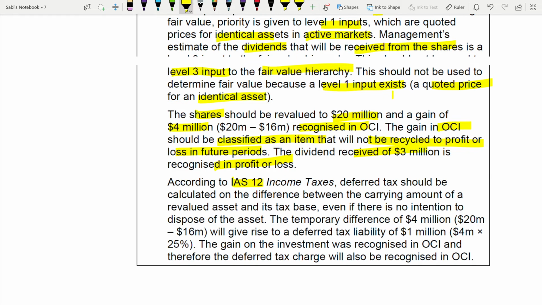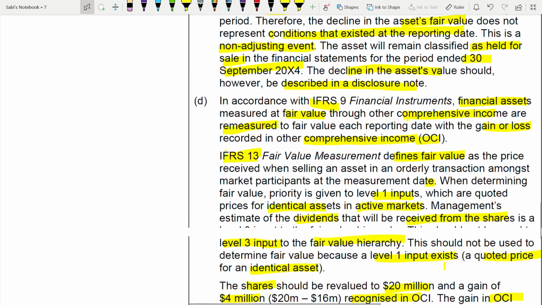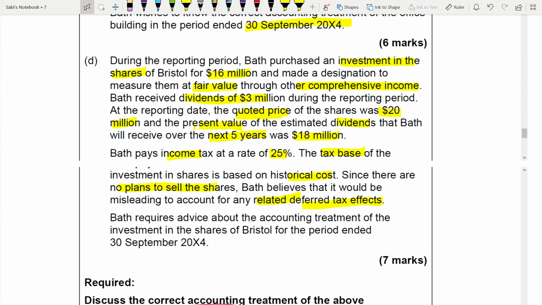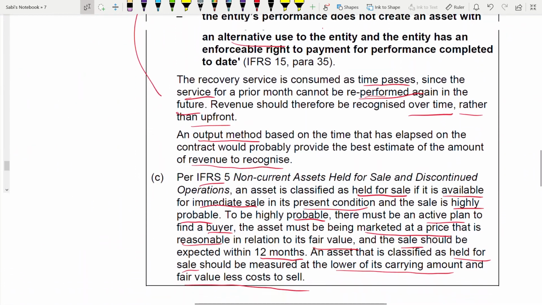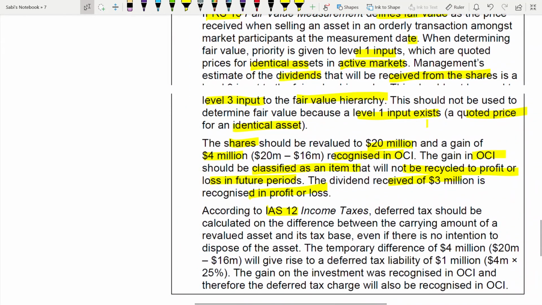Let's see how 20 million. See, dividend is 3. Okay. See, 20 is the quoted price. And what is the cost? 16. But the quoted price is 20. That means from 16, it has increased to 20. So the gain is 4 million only. Right? Understanding? So that's why 20 minus 16.